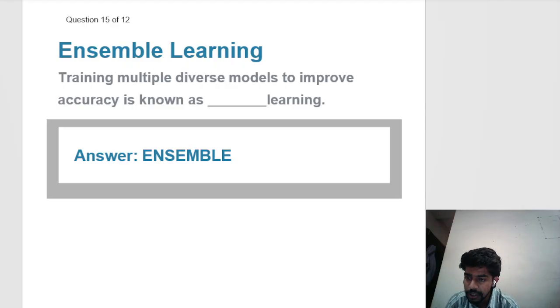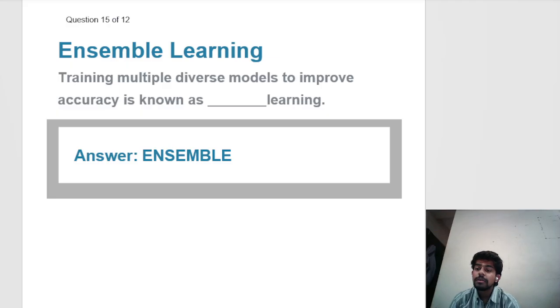Let's read the question. Training multiple diverse models to improve accuracy is known as dash learning. The answer here is ensemble. So let's look at ensemble. Ensemble learning combines multiple models to achieve better performance than any single model alone. This is based on the wisdom of crowds principle.